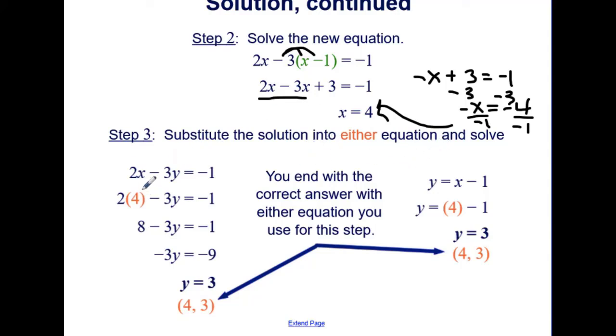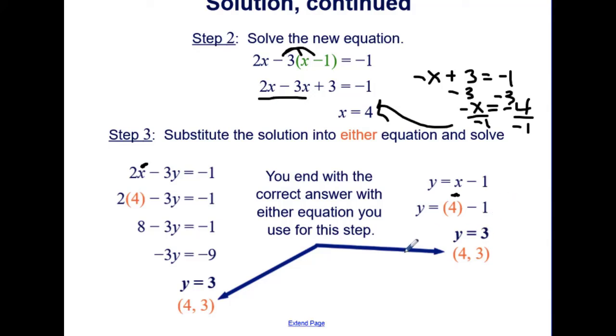So if you substitute x equals 4 into the first equation, you get 8 minus 3y equals negative 1. Subtract 8, then divide both sides by negative 3, and you get y equals 3. If you did it in the second equation, 4 minus 1 is 3. Now, you could use either equation, but notice the second equation was a lot shorter. You only had to make one small operation, and you got y equals 3.